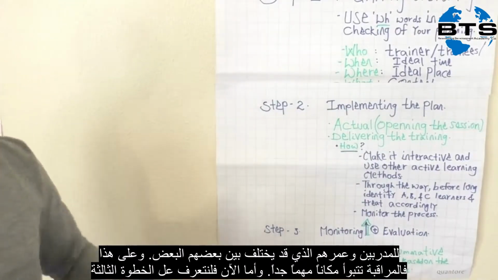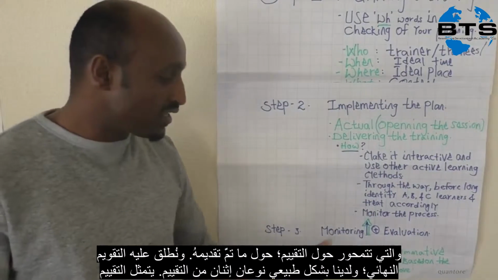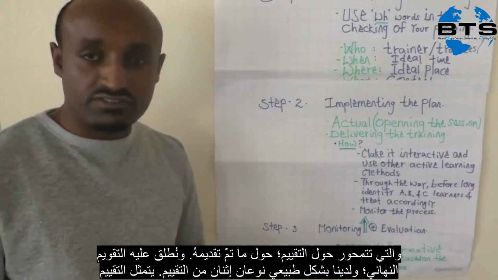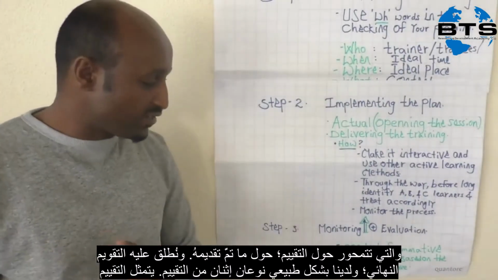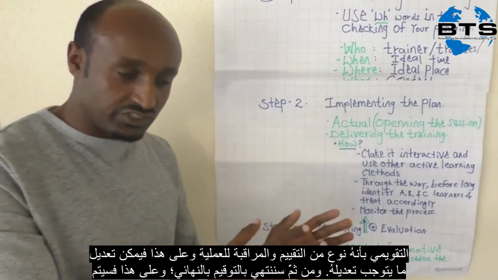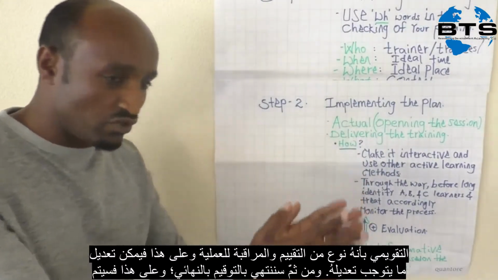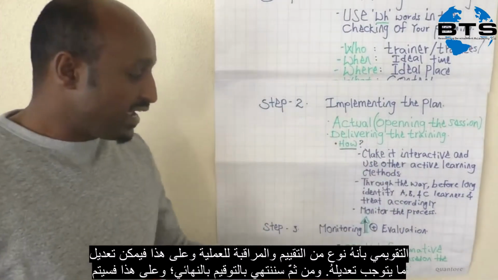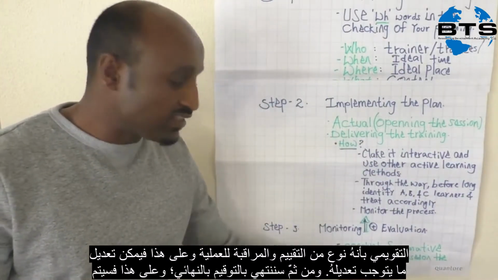Then the third step is about evaluating what is given. We call it summative evaluation. Normally, we have 2 kinds of evaluation. The formative evaluation is a kind of evaluating or monitoring the due process, so that we modify what has to be modified. And then finally, we summatively evaluate.